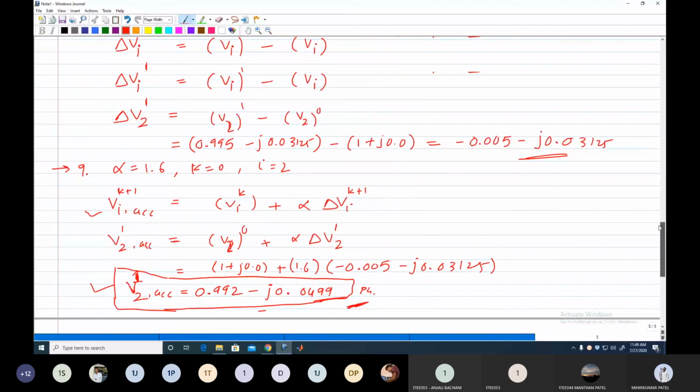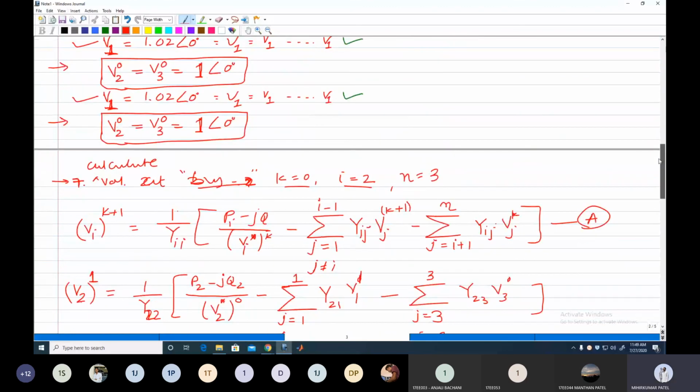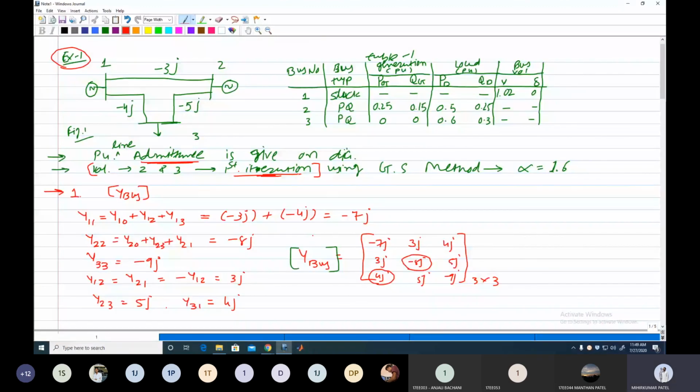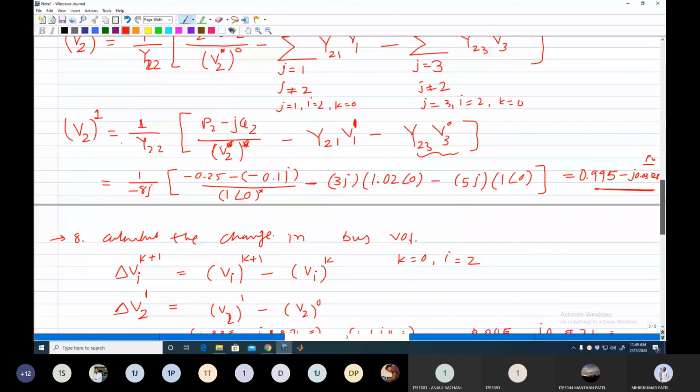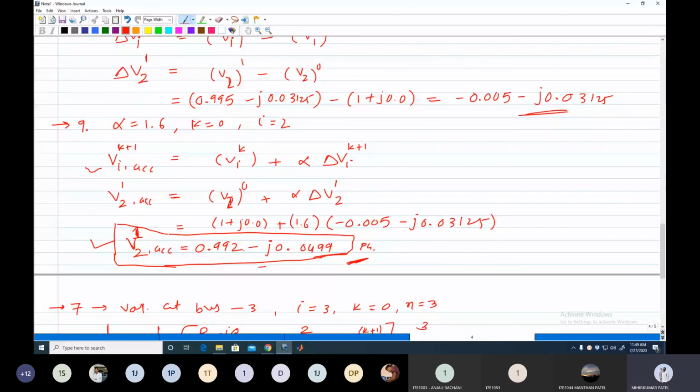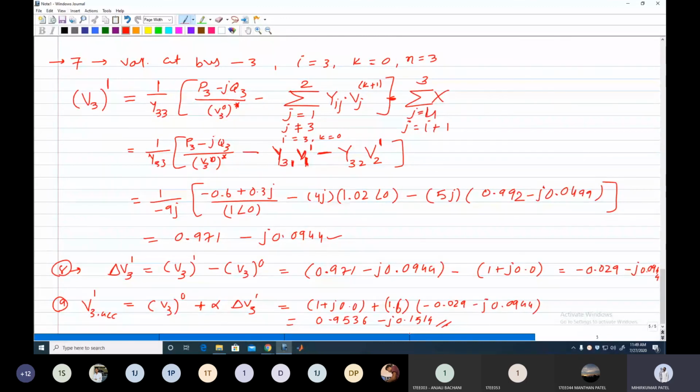So I hope you have cleared. You have to just calculate voltage at bus number 2 and 3 after first iteration. So after first iteration, voltage at bus number 2 is 0.992 minus j 0.0499, and same way at bus number 3 it is 0.9536 minus j 0.1514. I hope you are clear about this.